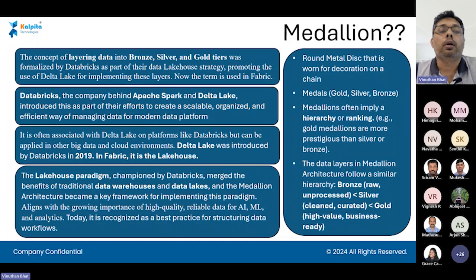The concept of bronze, silver, gold, the layering of data, was basically formalized by Databricks, which is the company behind Apache Spark and Delta Lake, and they primarily introduced it to promote the lakehouse strategy. They wanted to build a really scalable, organized, and efficient way of managing data for the modern data platform.